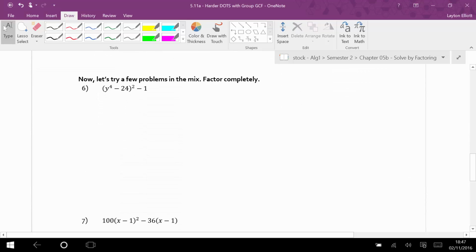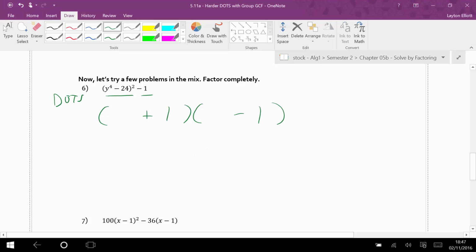Now, we're going to try a few problems. So let's look at 6. Something squared minus something squared. This is difference of two squares. So I'm going to take a plus and a minus. And in the last spot, it's going to go a 1 and 1. And in the first spot, I'm going to take this square and I'm going to make it not be to the second power. But I'm going to keep the y squared minus 24 in a group.